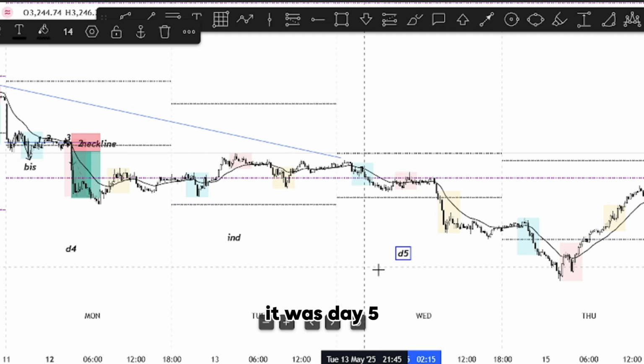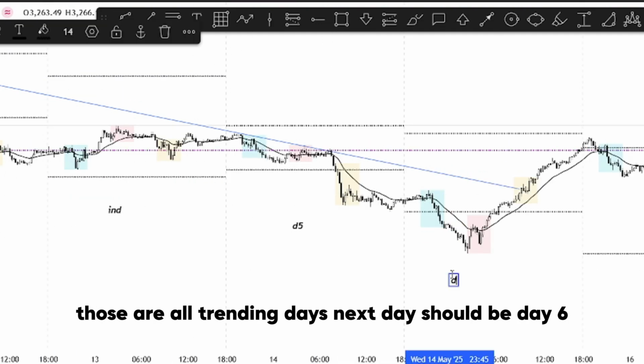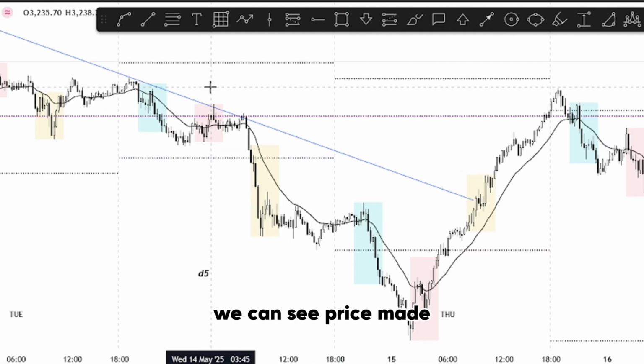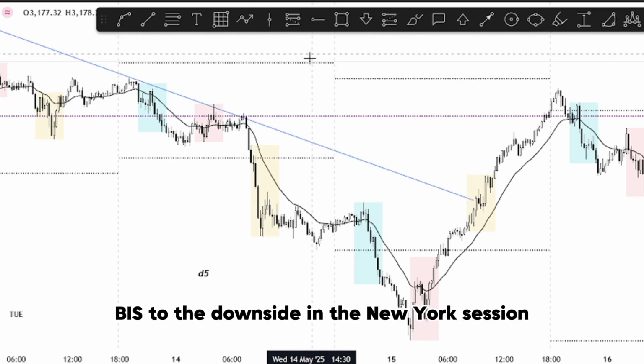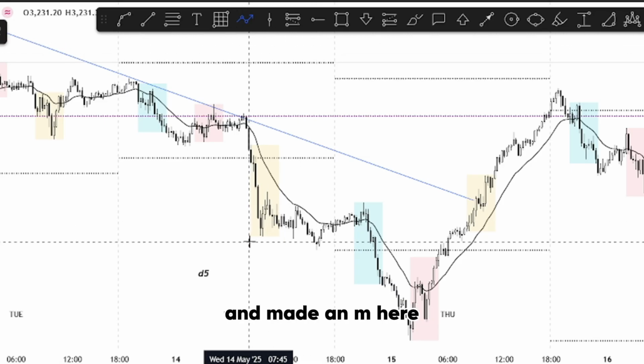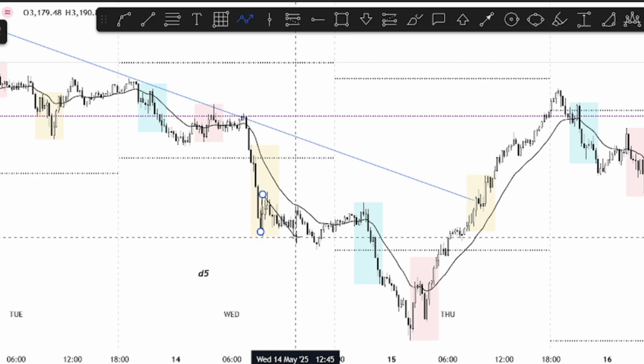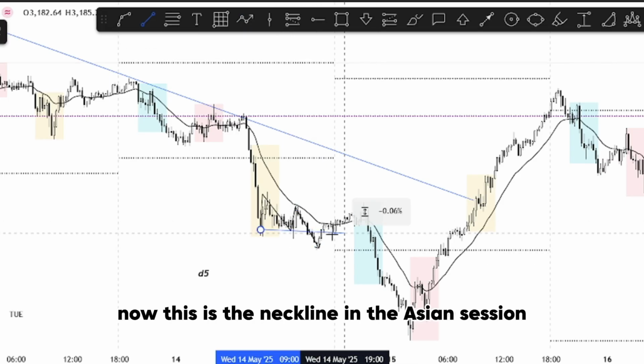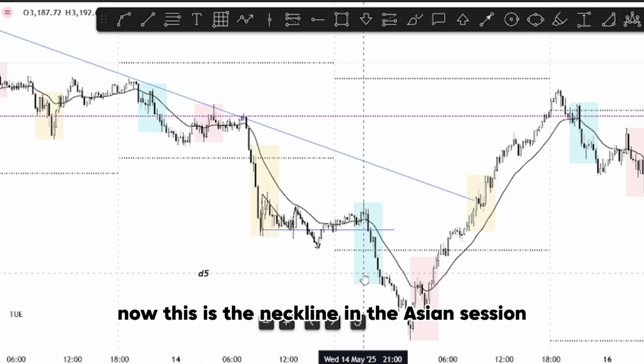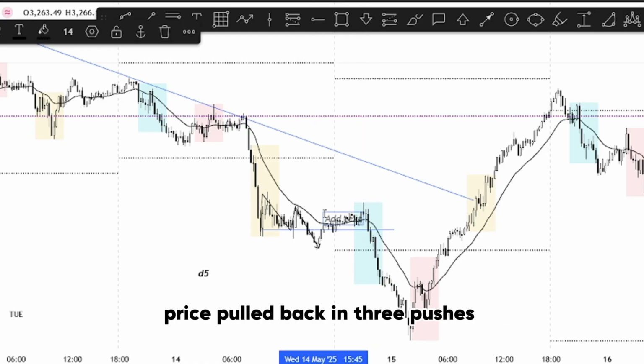It was day 5. Those are all trending days. Next day should be day 6. We can see price made a BIS to the downside in the New York session and made an M here. This is the neckline. In the Asian session, price pushed back in 3 pushes.